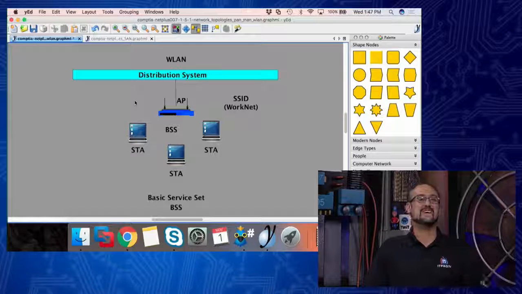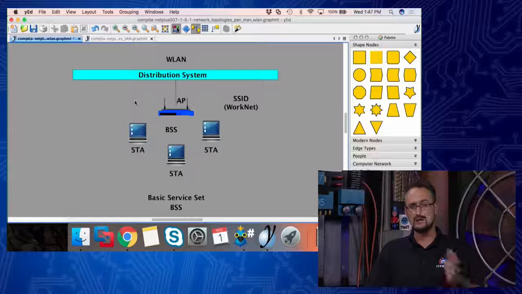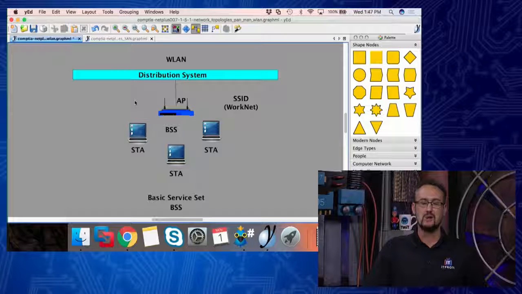Then we have what's known as the AP, all right? And you might have heard the term that we've used in other episodes, a wireless access point, all right? Well, I just want you to understand that if we're talking about wireless local area network infrastructure, the wireless is implied.